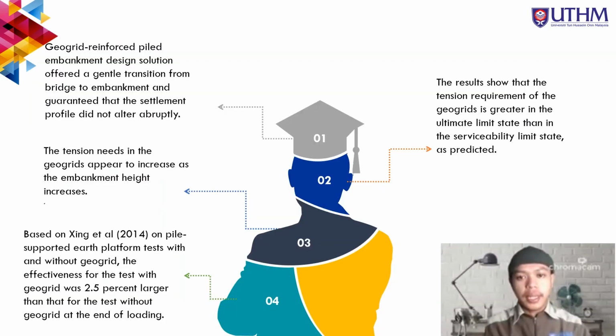Hello, Assalamualaikum and hi. My name is Muhammad Afiq bin Zamri, and for the results and discussion, the results show that the tension requirement of the geogrid is greater in the ultimate limit state than in the serviceability limit state, as predicted. This reinforced pile embankment design solution offers a gentle transition from bridge to embankment and ensures that the settlement profile did not alter abruptly. The tension needed in the geogrid appears to increase as the embankment height increases. I think that's all for the discussion and results for me.